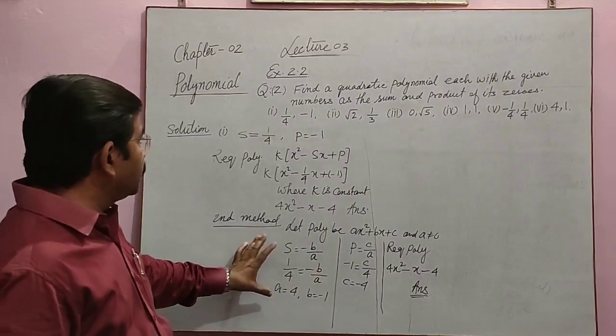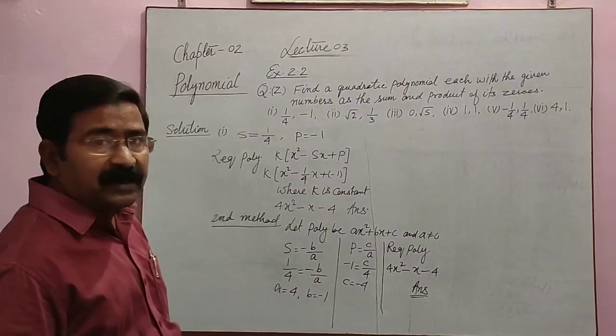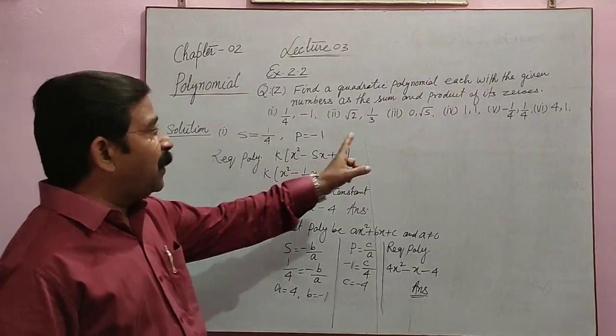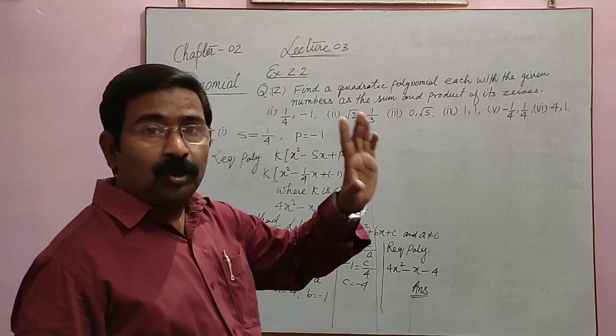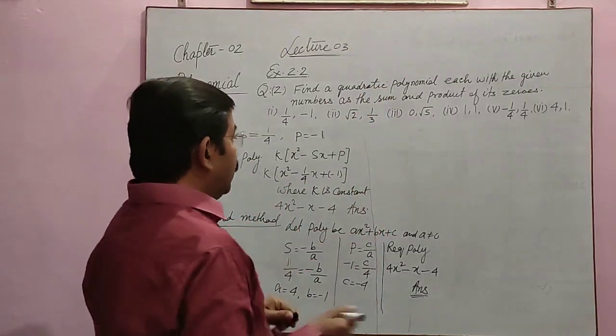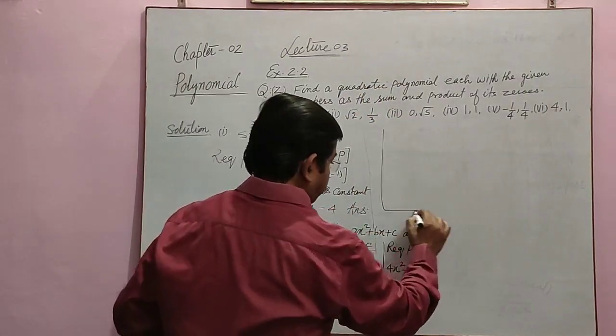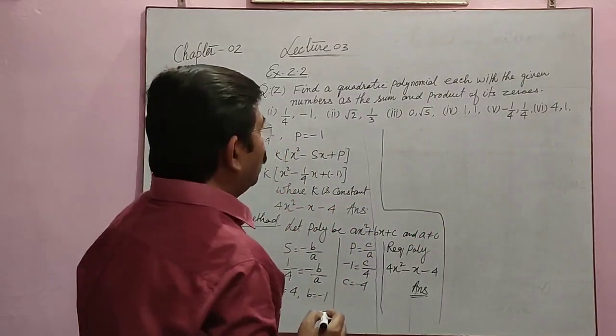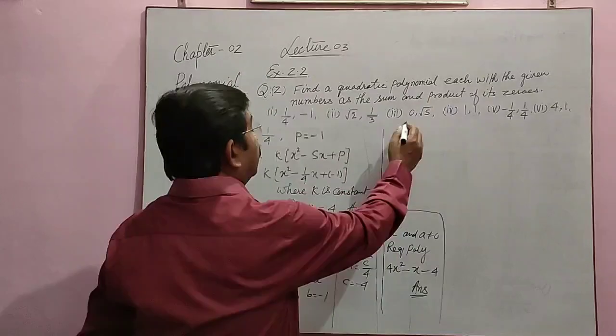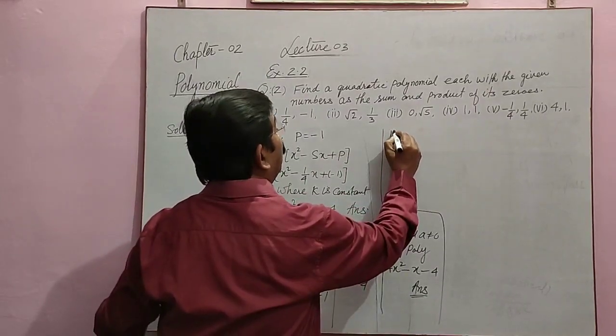So I have done the first part. Let's see some more parts, and whatever parts I leave, you have to solve those problems yourself. Let's see. I am taking the second part, or you may take the third part. Here 0 is given. I am solving the third one.